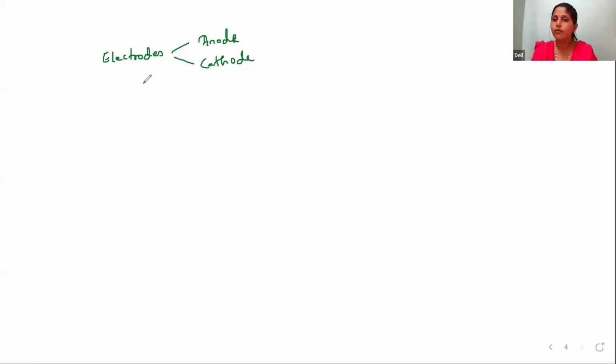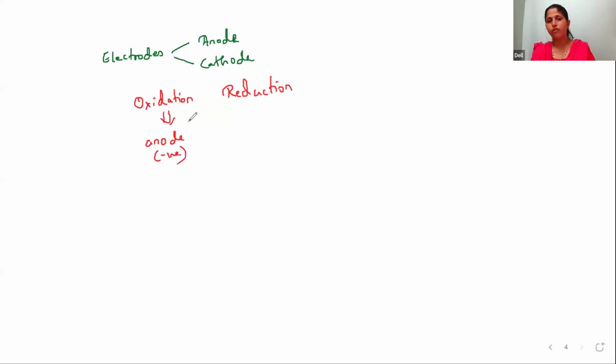So here I have a memory tip for you. When we talk about oxidation and reduction, where do they occur? Whether they occur at cathode or at anode. Please remember, oxidation always occurs at anode, and anode is the negatively charged electrode. We'll see slowly why we call it negative. I'll make the conclusion there when I'm explaining, so you need not worry about that. And reduction always happens at cathode, which is the positive electrode.